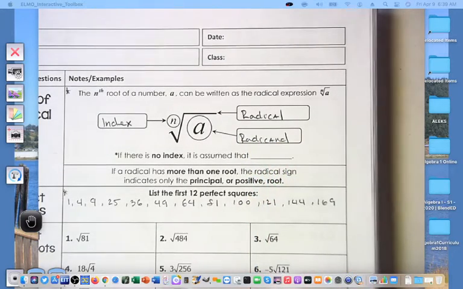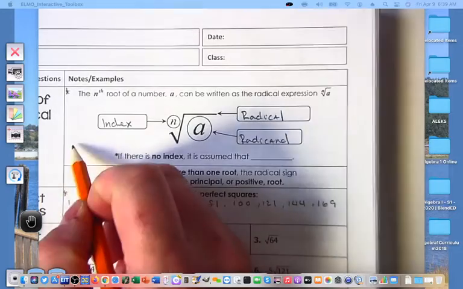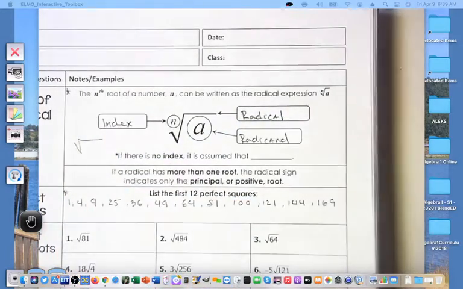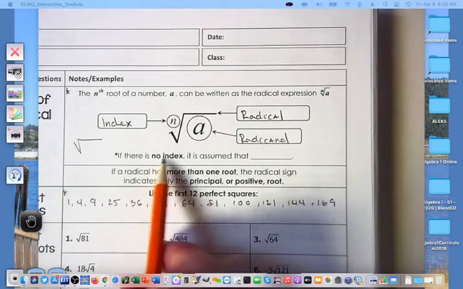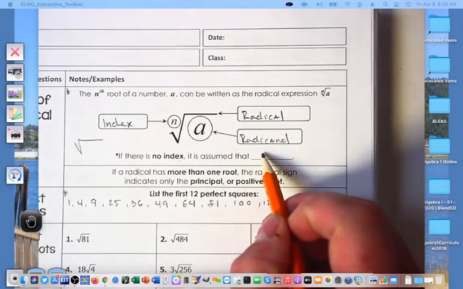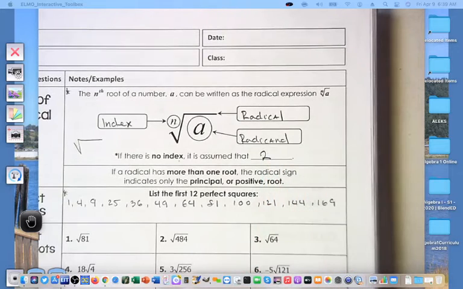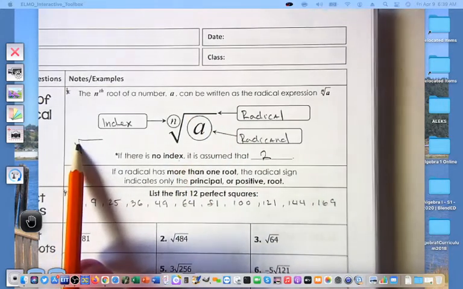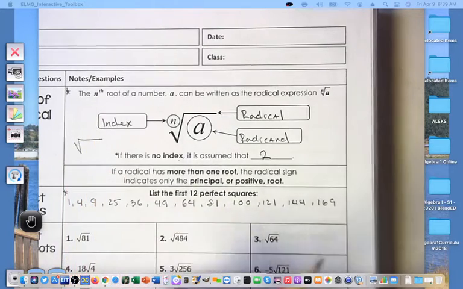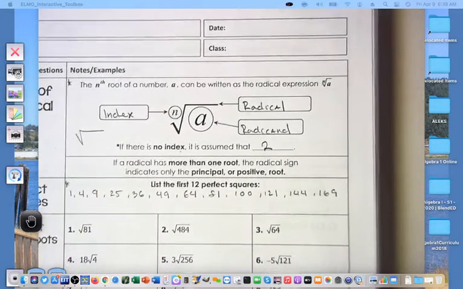Okay? So, now there is an important thing that I kind of alluded to a second ago. If you are looking at just a normal square root symbol, if there is no number written inside this check mark, if there is no index, then it's assumed that the number that is there is a 2. So just keep that one in mind, that there is always a number inside that little check mark. If there's nothing written, it is assumed that it says 2, otherwise there will be a number written there.